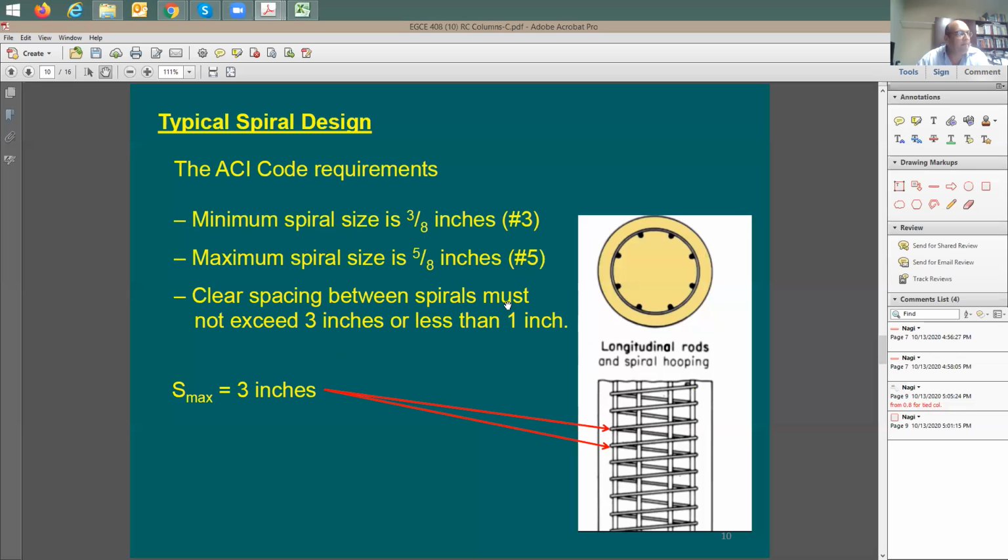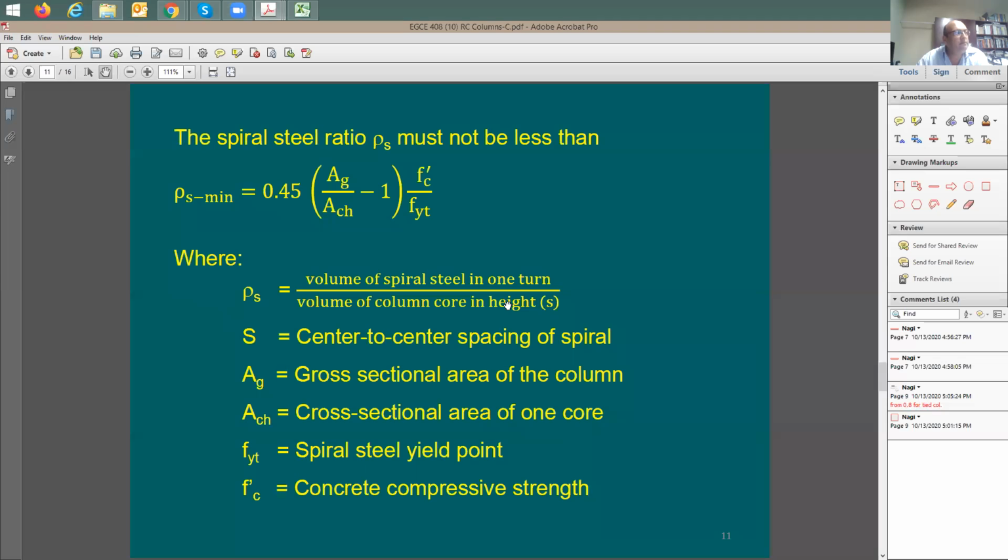So fine. They say also, if you'd like to do your analysis here for the steel ratio for the spiral itself, we're going to give you this equation. Otherwise, you cannot really call it a spiral column, and you cannot use this equation. Which equation? I'm going to say this equation.